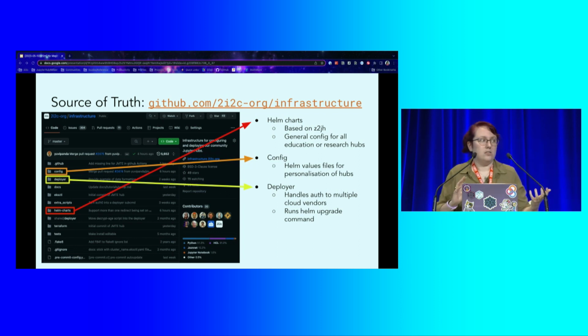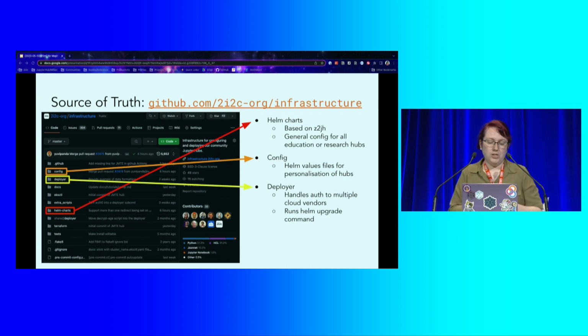And our Helm charts represent generalized config for education and research hubs. So we have a base hub that is everything we believe right now an education community needs for a collaborative distributed platform. You can extend the base hub up to what we call a Dask hub, which includes a lot more scalability and contains what we believe everything a research group right now needs from an interactive collaborative platform.